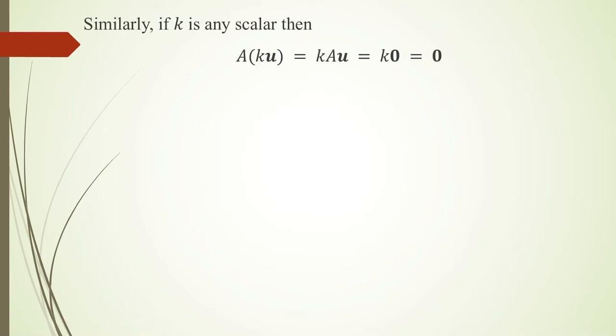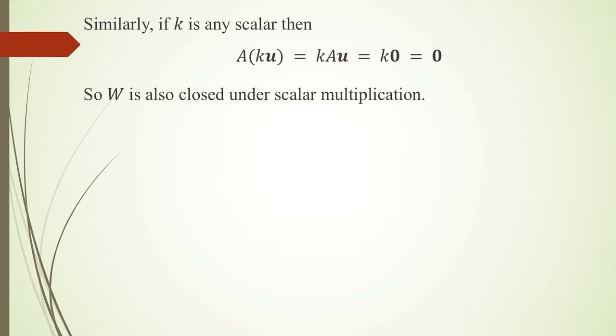For that, A times k vector u is equal to k times A vector u, which is equal to k times 0 equal to 0. So I can say that this k vector u is again a solution of the system Ax equal to 0. So W is also closed under scalar multiplication. So if W is non-empty and it is closed under addition and scalar multiplication, we can say that it is a subspace of Rn.